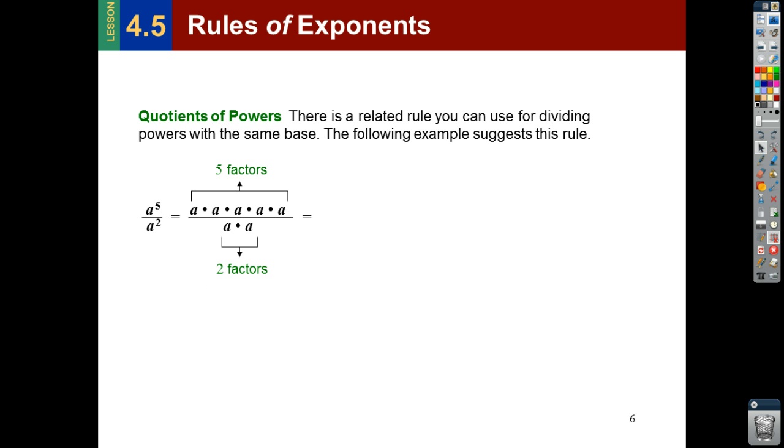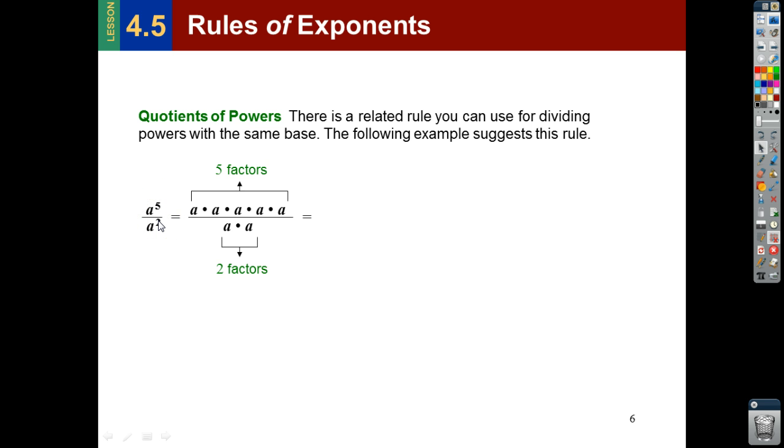So, if you can multiply, and that means you add, then we're going to look at this some more, and we're going to say, okay, well, what happens if I divide? So, we have the same idea. All right, so I got a to the 5th over a squared, right? Some number raised to the 5th power divided by that same number raised to the 2nd power.